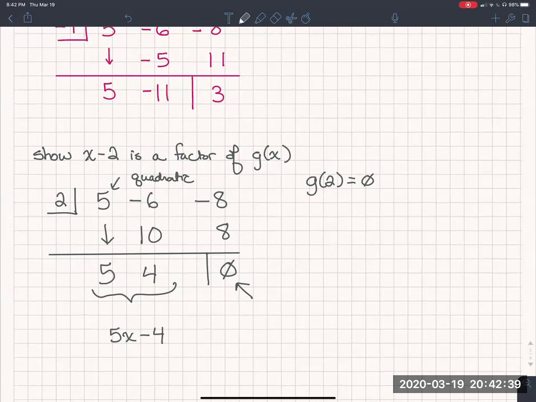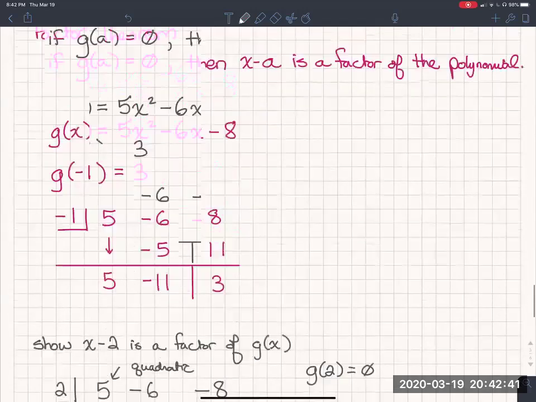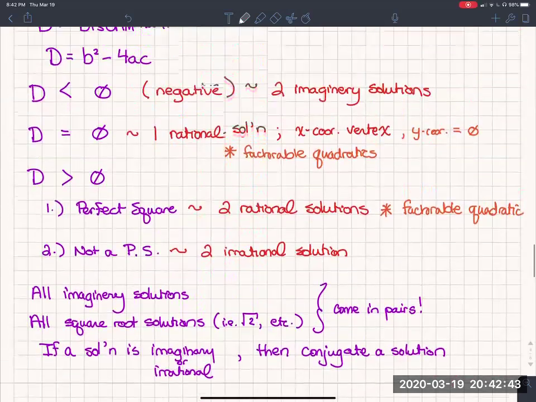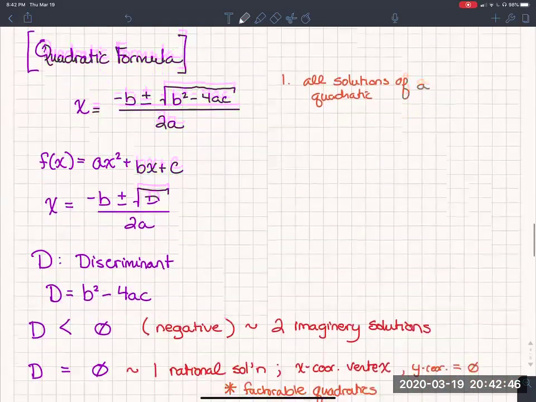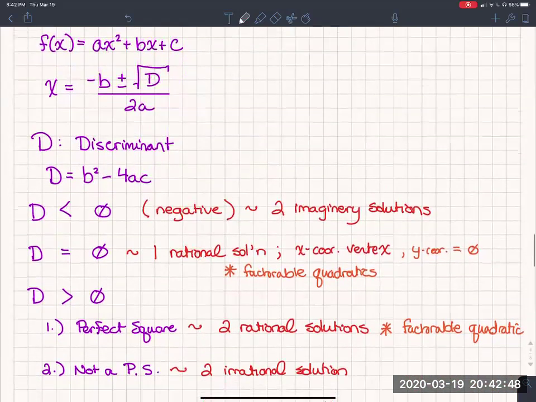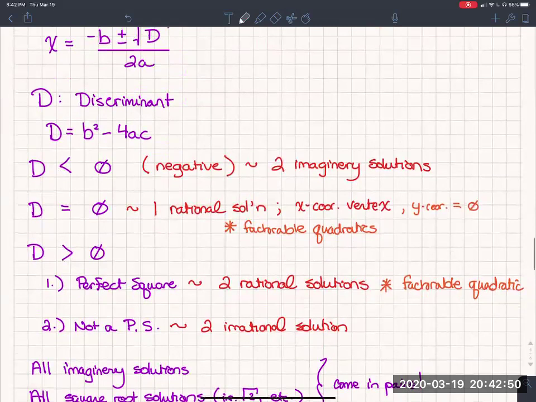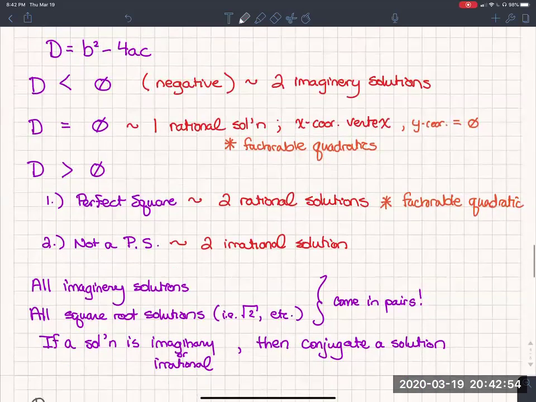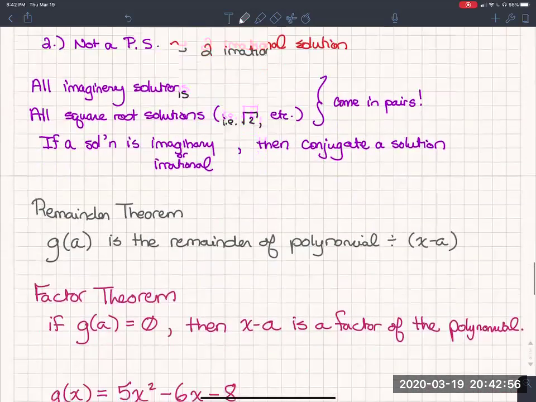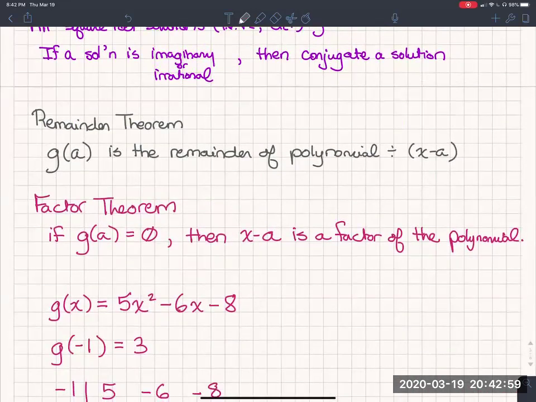Main take-home points are basically: what is the quadratic formula? How do we use the quadratic formula? And when do we use the quadratic formula? What is the discriminant? What is the significance of the discriminant? And what do the remainder theorem and factor theorem imply?